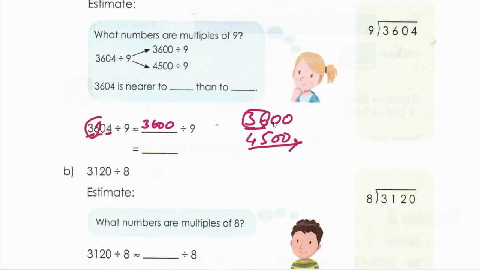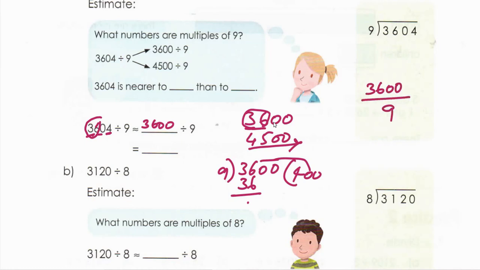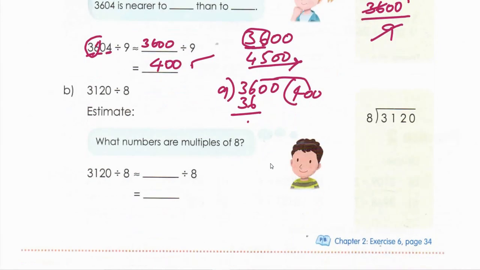3600 divided by 9. Take 3600, that is 9 4s are 36. You keep 2 zeros here, or you can do in a fraction form. 3600 divided by 9. 9 1s are 9, 9 4s are 36. Keep the 2 zeros as it is. It becomes 400. This way you have to estimate it. Estimation means you should get a divisible value. You have to estimate the number in such a way that the number should be divisible by a divisor, given divisor.